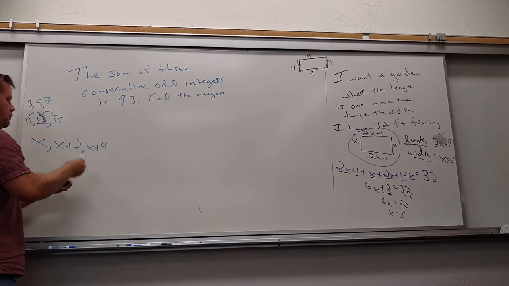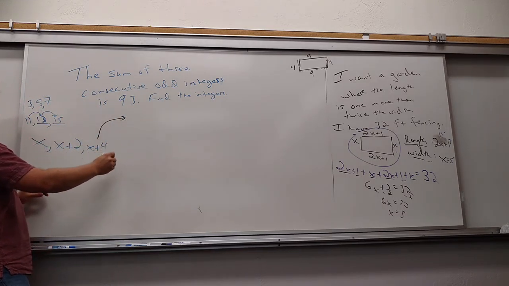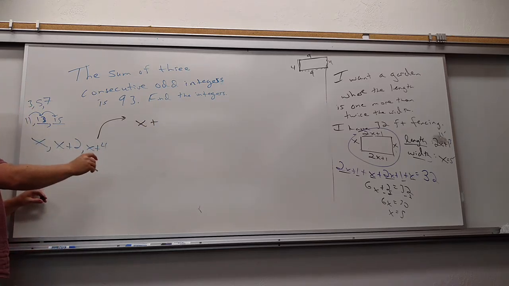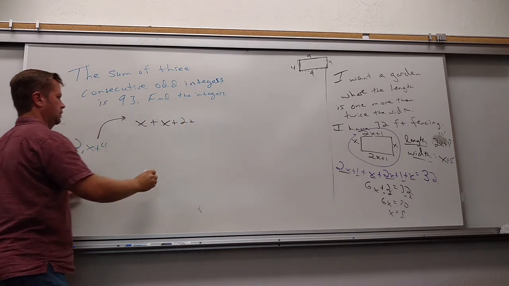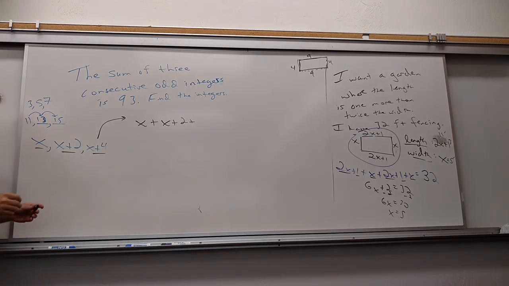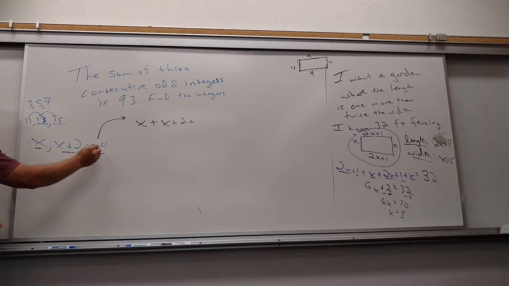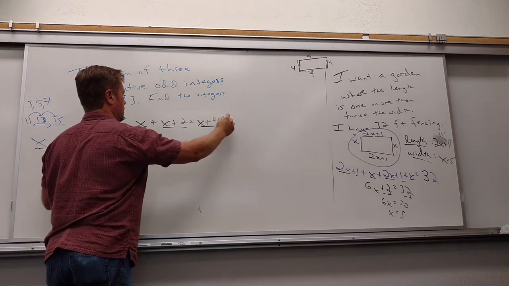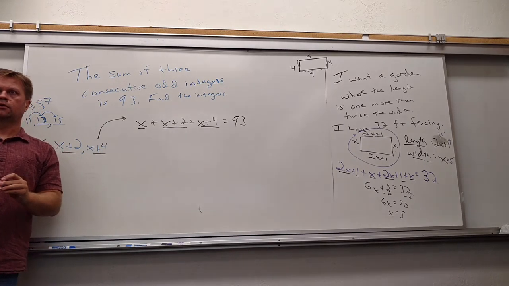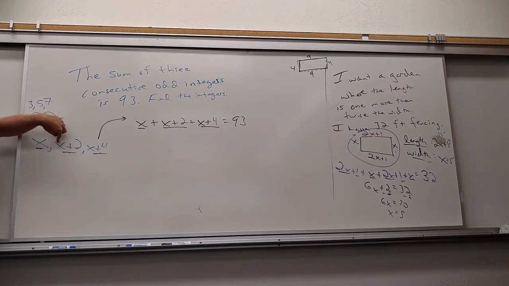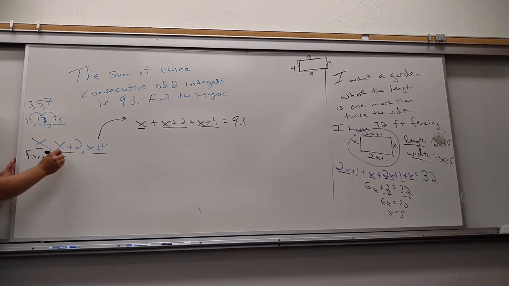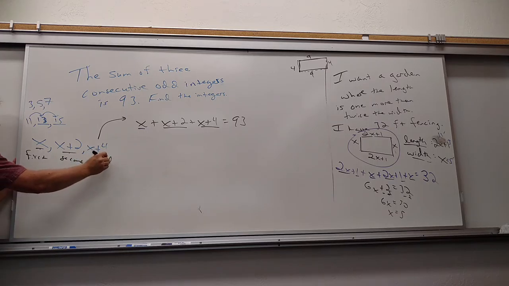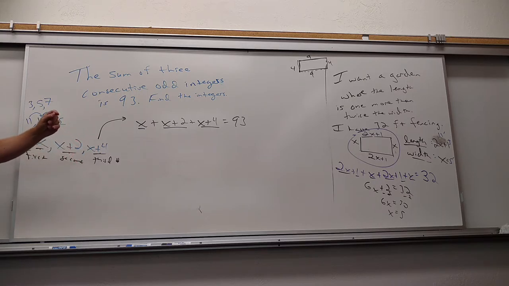So that's how I set up my equation. What's the equation going to be? X plus X plus 2 plus... This is really going to drive some people crazy, wondering why you're putting all those X's up there. Because I need the first number and the second number and the third number to make 93. That's what this step does for you. So this is the first, second, third number. Those are my three players involved.